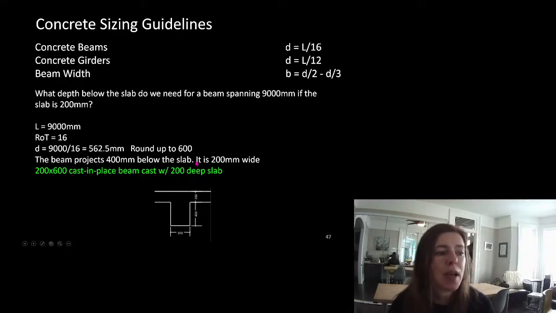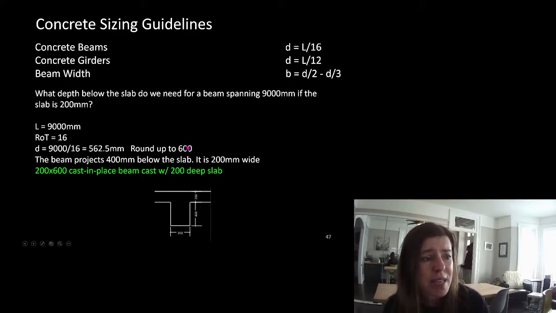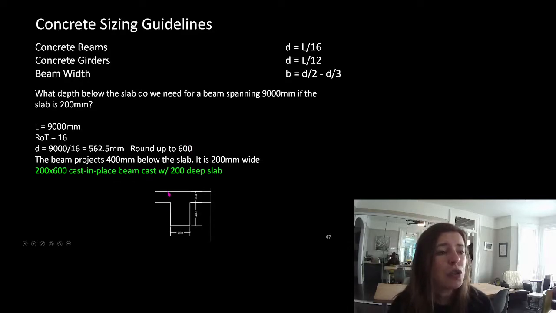We're not going to do sizing guidelines for widths, I hate them. It's more just to draw something that doesn't look totally out to lunch. So anywhere from half to a third. A third's probably a pretty good one just to make it look not weird. So 600 divided by 3 is 200. So I would draw a 200 by 600 beam, and there's 400 millimeters projecting out below the 200 millimeter slab.